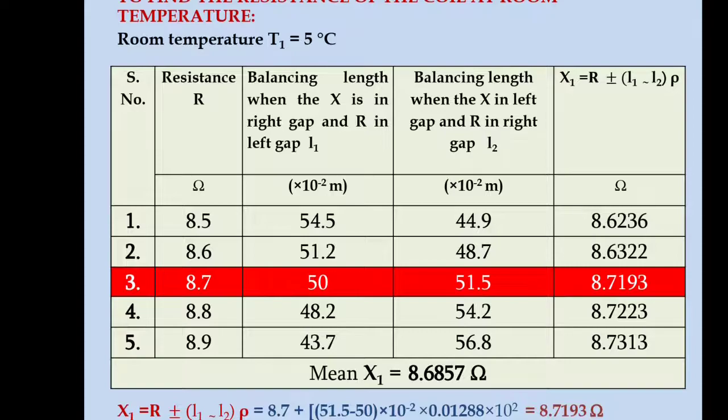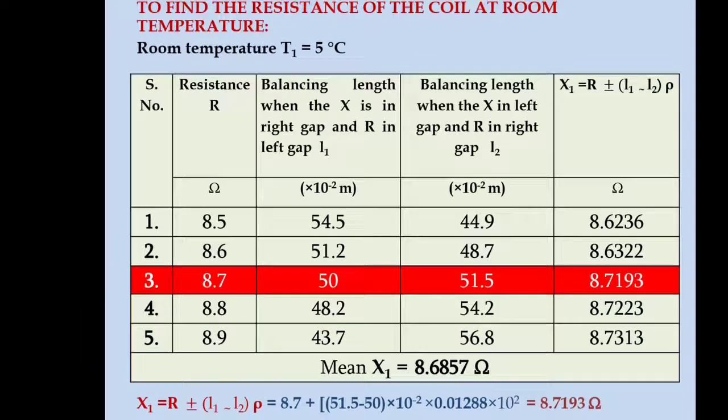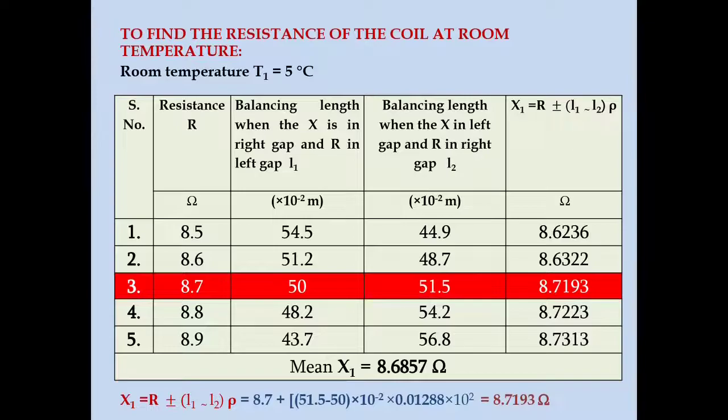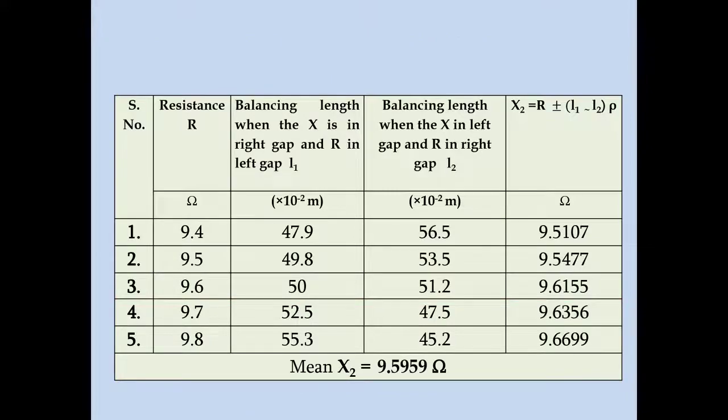So using the formula x1 equal to r plus or minus L1 difference L2 into rho, we will get 5 different values of x1. In all these values you could see that x1 comes out closer to 8.7, and taking the average of all these 5, you will get x1 equal to 8.6857 ohm. So this is the resistance of the coil at ice temperature, which is measured at 5 degrees centigrade, and its value is 8.6857 ohms.